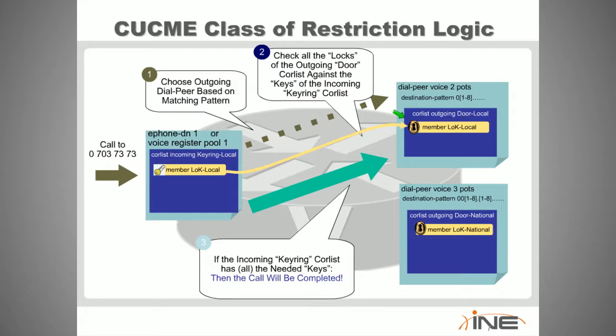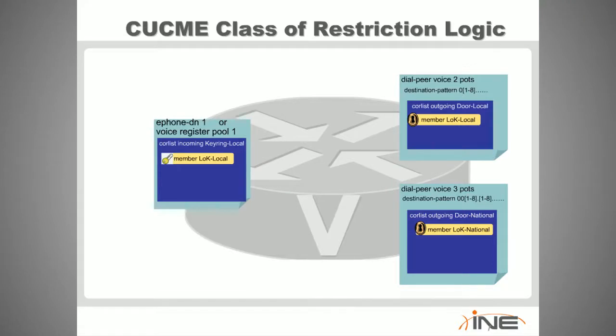The inbound CoR list has to have members that are a superset of, in other words, all of the ones that are on the outbound CoR list and more, or equal to. In this case, we have equal to. We have 1 key and we have 1 lock, 1 inbound member and 1 outbound member, and they are equal to the outbound CoR list. Then the call will be completed. Okay, any questions on this one? Let's take a look at another example.